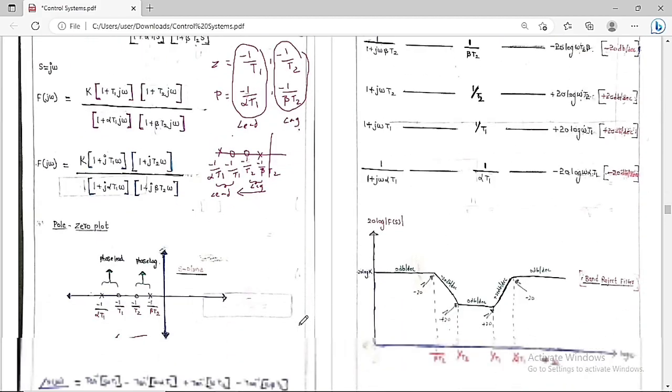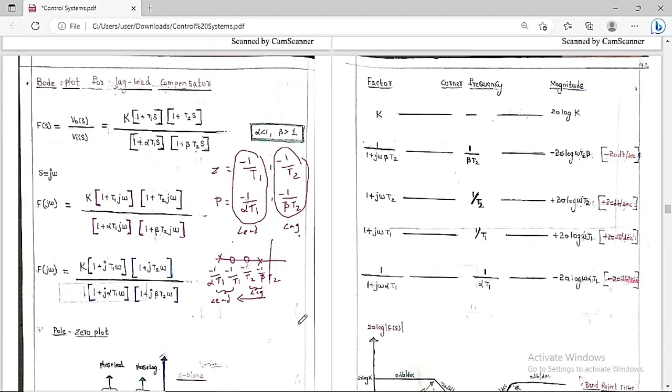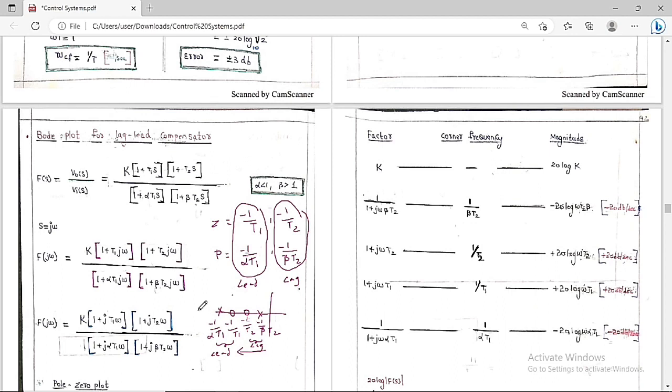Now I am going to draw the Bode plot. First we have to see what the factors are, and what the corner frequencies are. K is a constant, so there is no corner frequency for a constant K. The magnitude is 20 log K base 10. This one I have already told you: 20 log K base 10.